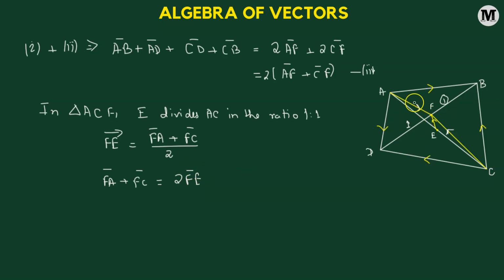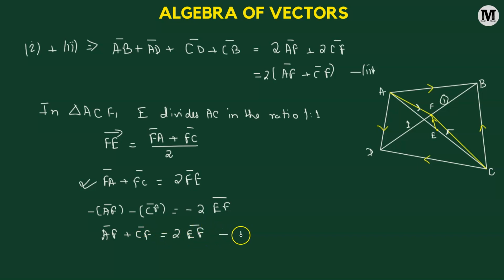But the original direction of the vector is opposite to what this particular equation is giving. So FA vector can also be expressed as negative of AF vector, and FC vector will become negative CF vector. That will equal negative 2 times EF vector. So we can multiply each term by negative 1 on both sides, and that's going to give us AF vector plus CF vector equals 2 times EF vector. Fine. Now let this be number 4.